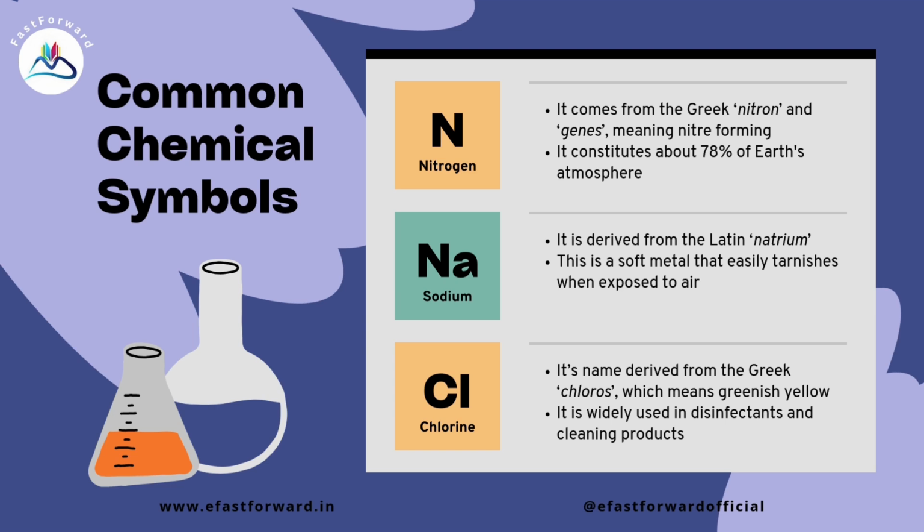Na means sodium, it is derived from the Latin natrium. This is a soft metal that easily tarnishes when exposed to air. Cl means chlorine, its name derived from the Greek chloros, which means greenish yellow. It is widely used in disinfectants and cleaning products.